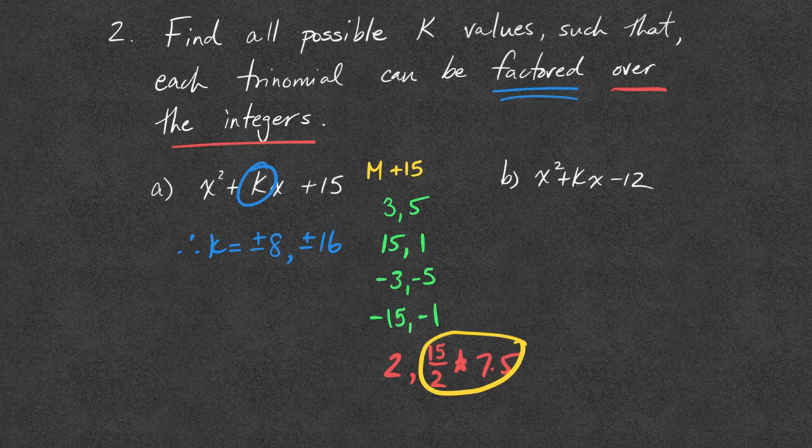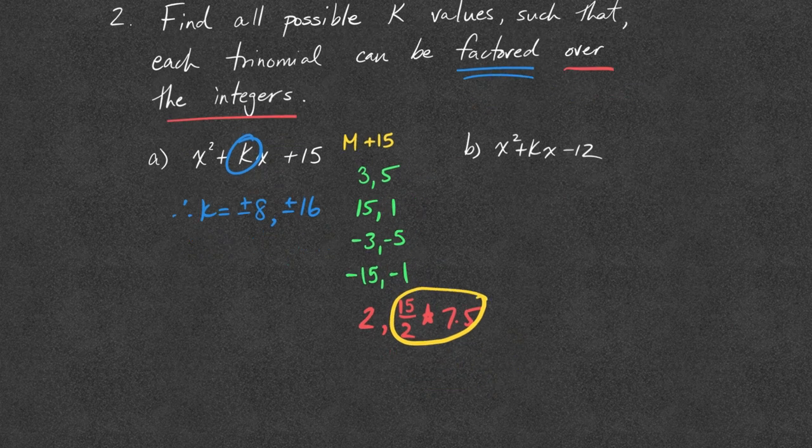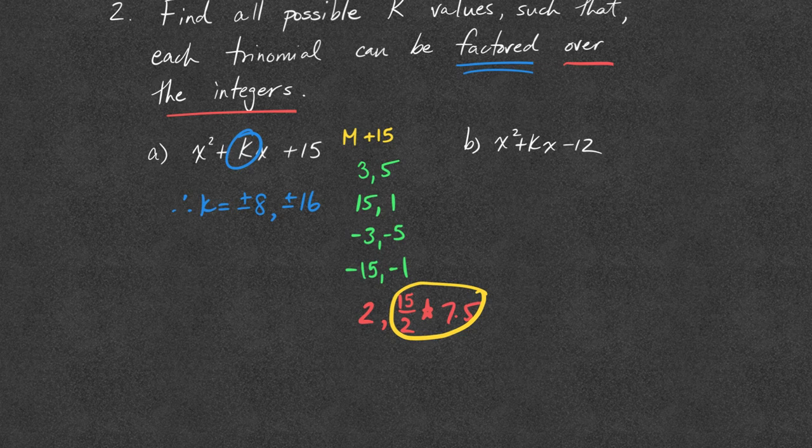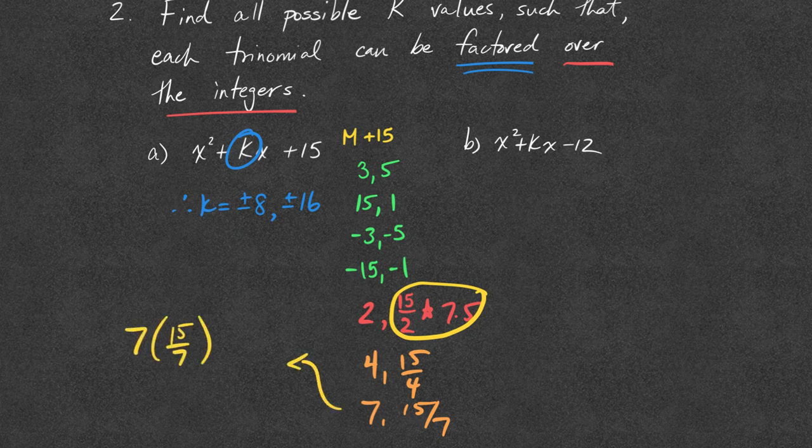Like, again, you might look at it and go, infinitely many? No, 2 and 7.5 makes sense. And I go, yeah, but what about 4 and 15 fourths? I could multiply that any way I want. What about 7 and 15 sevenths? Notice, if I take that last one I just wrote down, 7 times 15 sevenths, well, then I can cross-reduce. My 7s divide out, and I get back to 15. Yeah, the number I'm looking for.